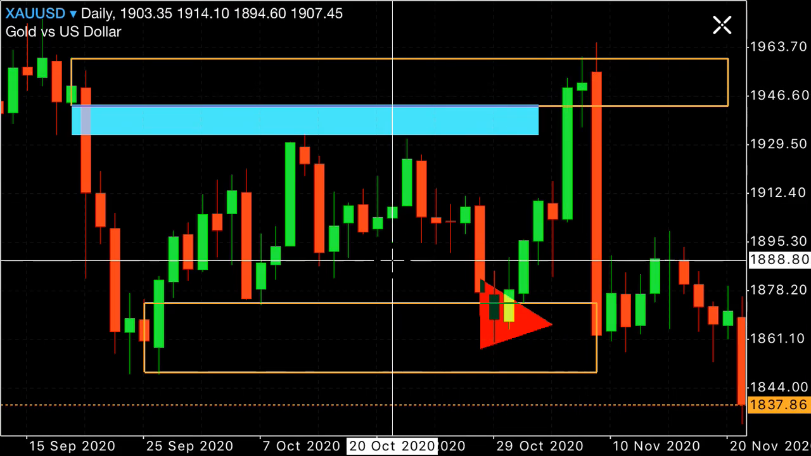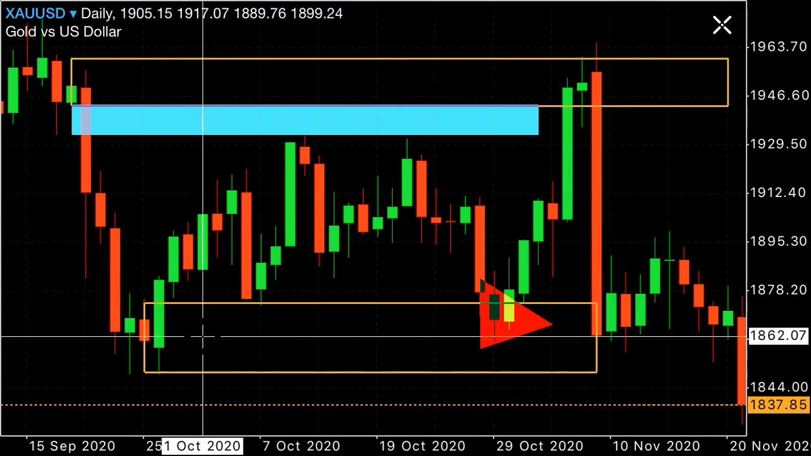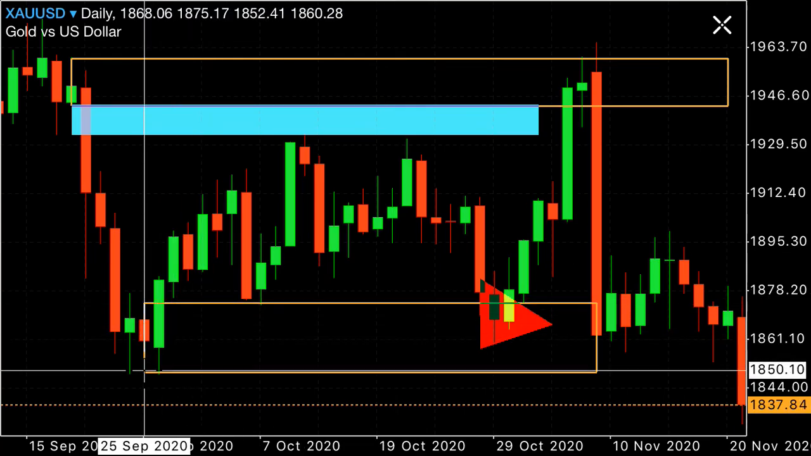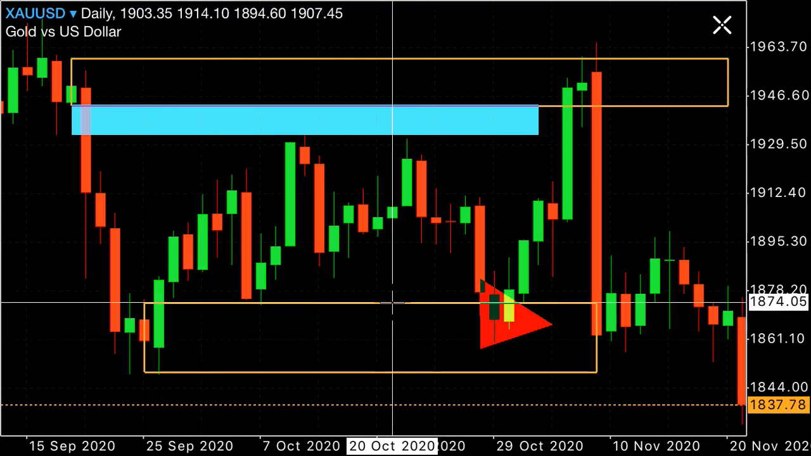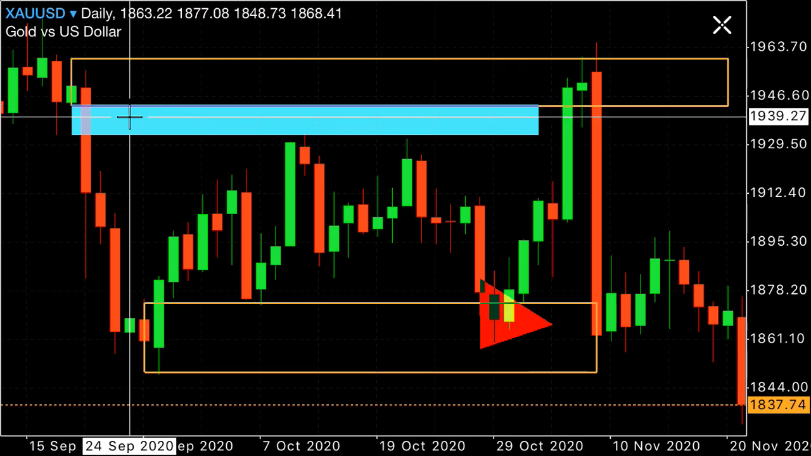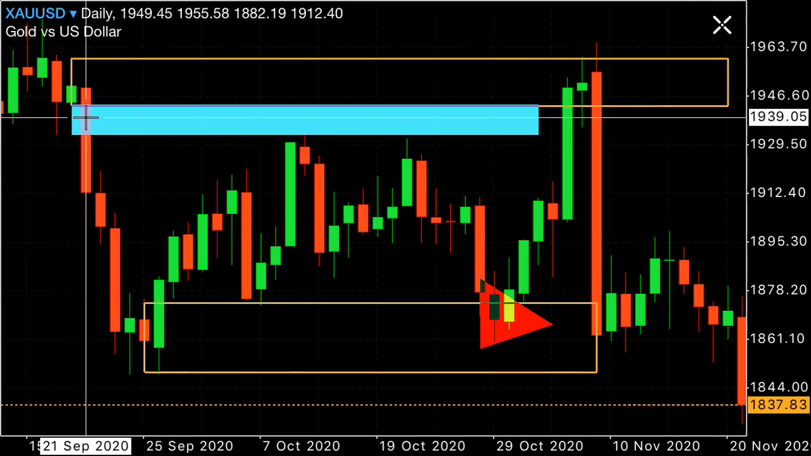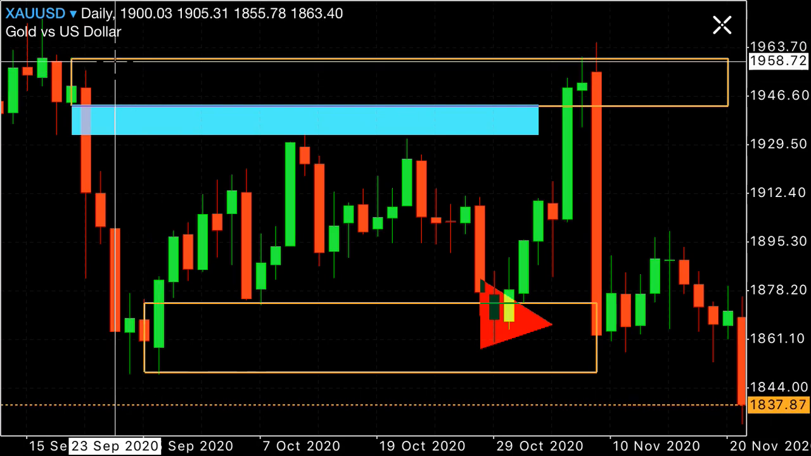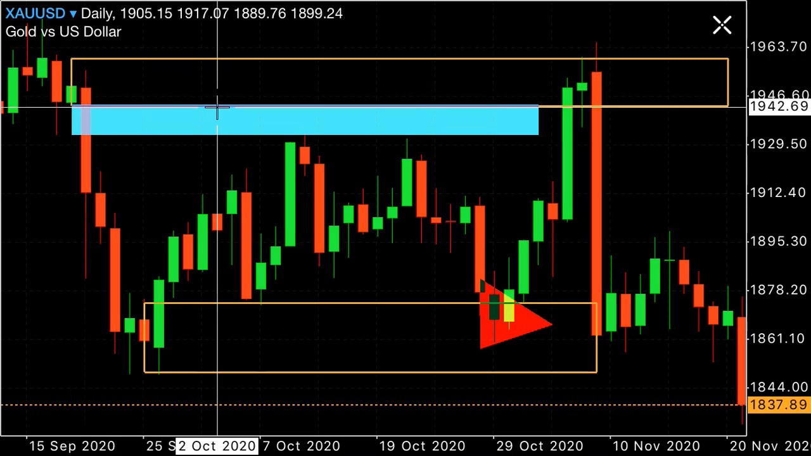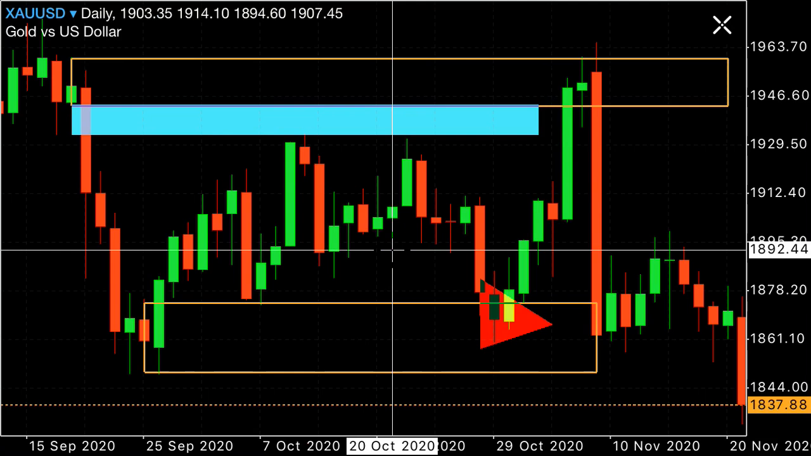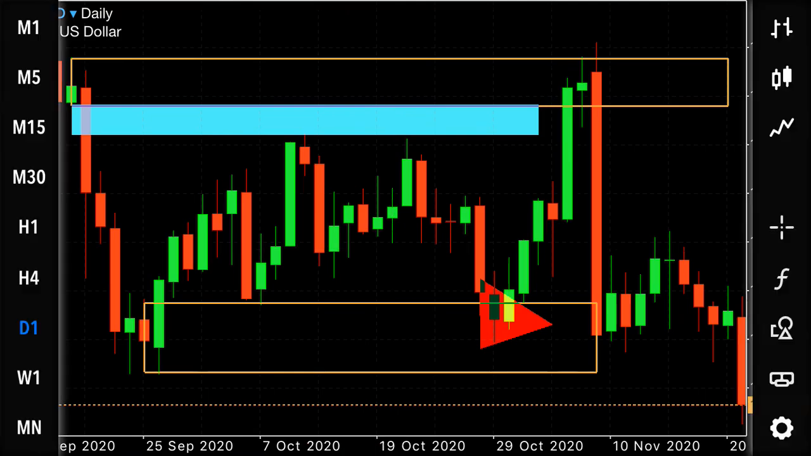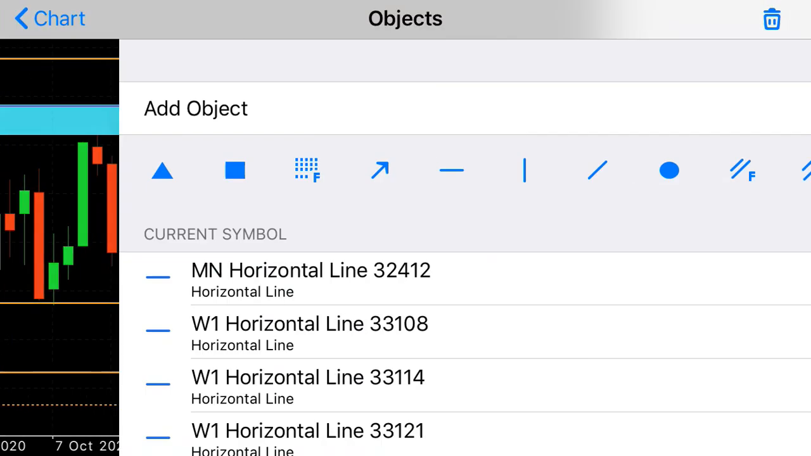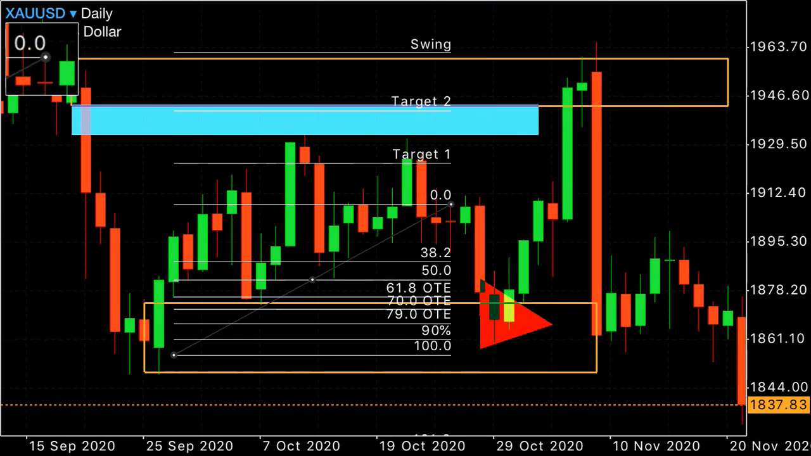So confirmation 1 is this bullish order block retest. Confirmation 2 is we have liquidity sitting up here. Confirmation 3 is this bearish order block retest that hasn't been retested yet. And confirmation 4, confirmation 5 is we have an optimal trade entry.